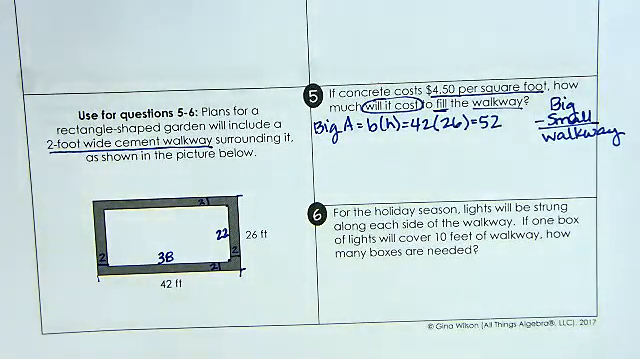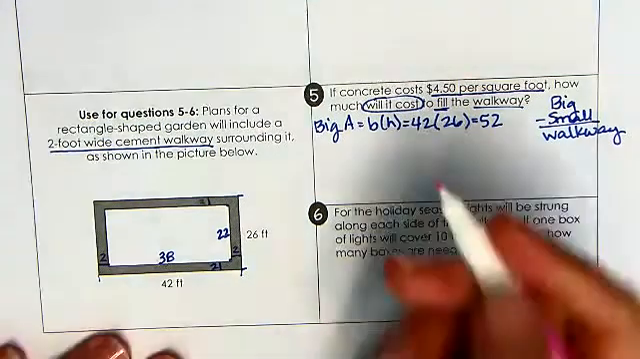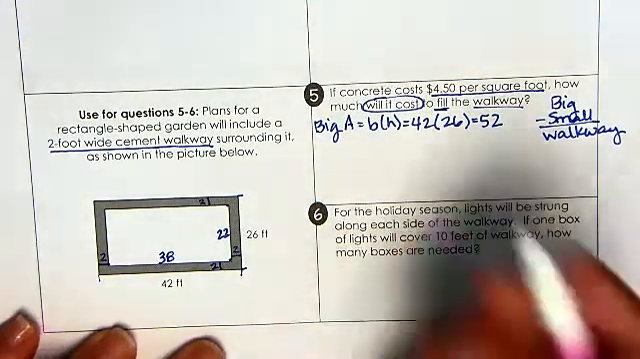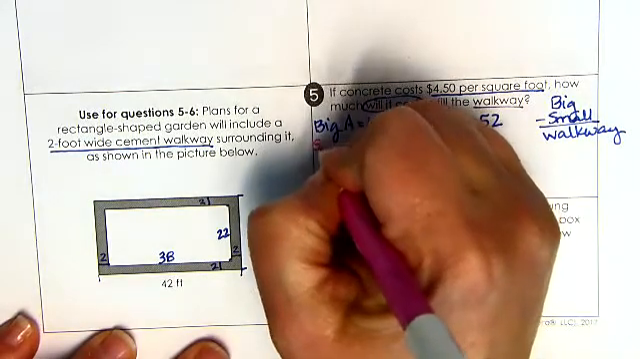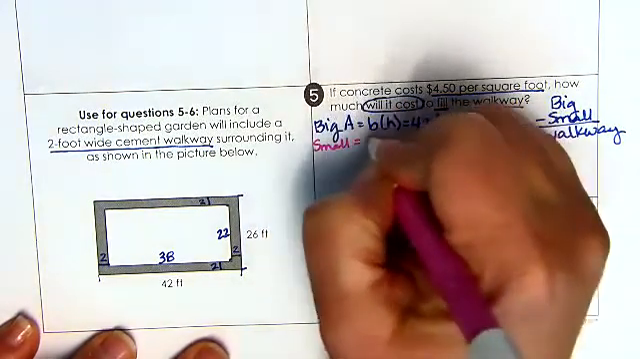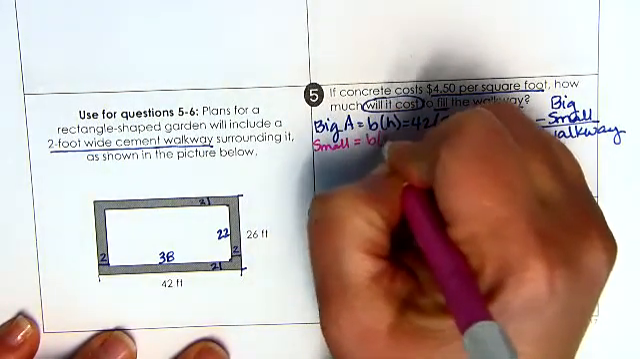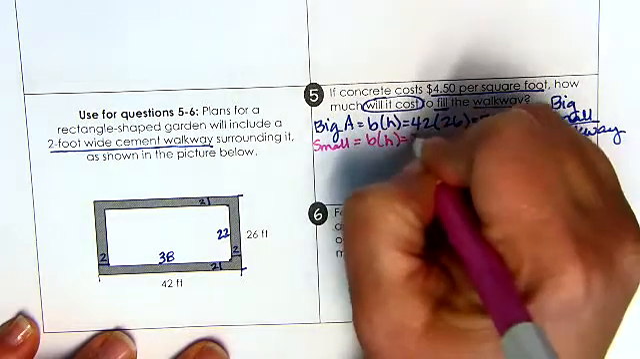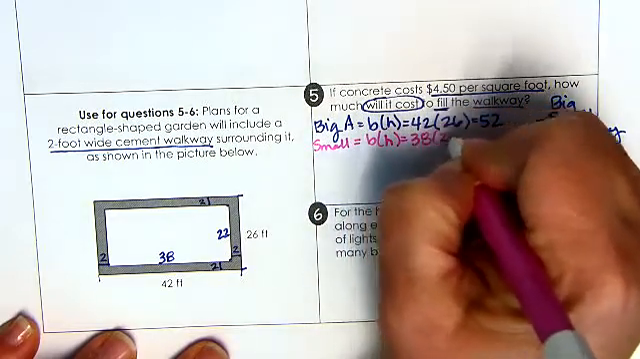52. And now I'm calculating the small, or what you might call the inside. So here's the small. I'm still doing base times height, but this is going to be 38 times 22.